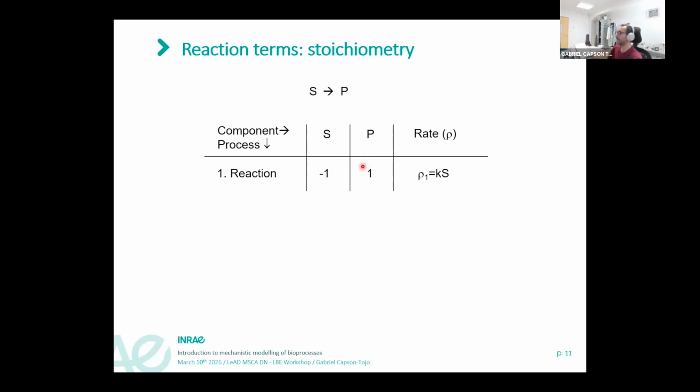That's it. After we have put all our stoichiometric coefficients in the different columns, in the last column, we put the rate equation. In this case, it's first order. But we're going to get into that later on. First, what I really think is important here is that you understand how this stoichiometry is defined. So, -S minus P. How are we going to do this?